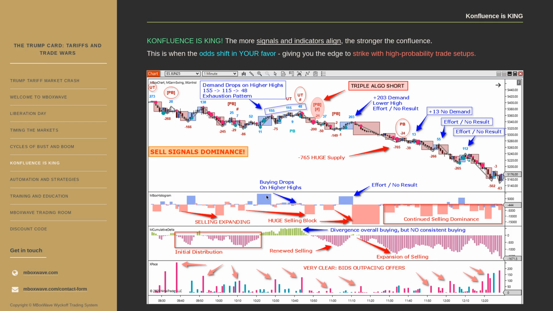We see that we have a buying block here, but it contracts very sharply on a higher high, right? We went from demand 155, 115 to plus 48. So demand dropped and buying dropped, right? We are always weighing things.